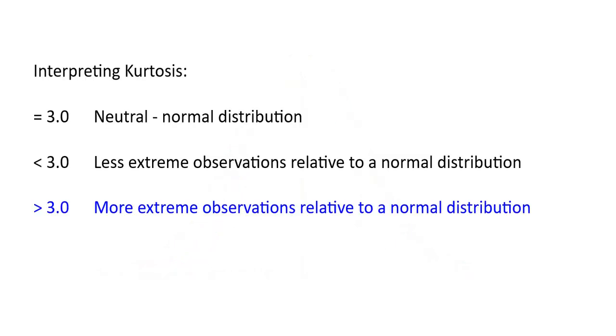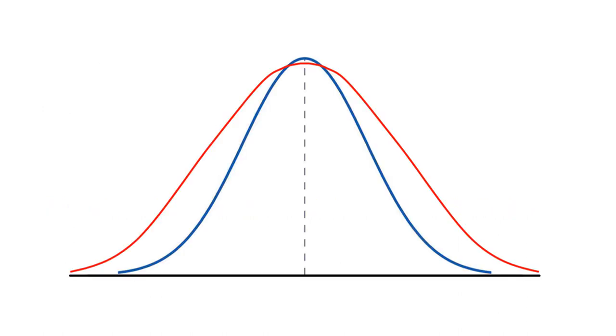A distribution with a kurtosis greater than 3 has more extreme observations and is said to be leptokurtic. In this figure, again, the normal distribution is shown in blue, and the leptokurtic distribution with a kurtosis greater than 3 is shown in red. A greater number of observations lie at the extremes.